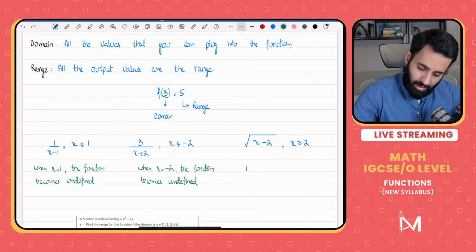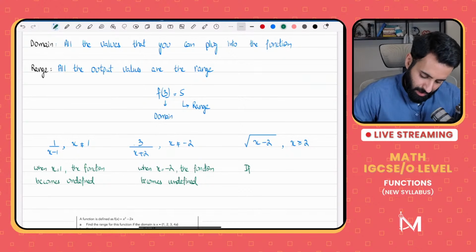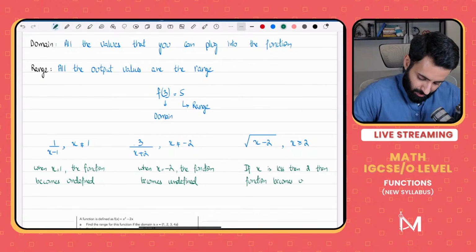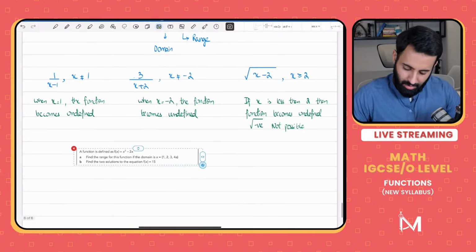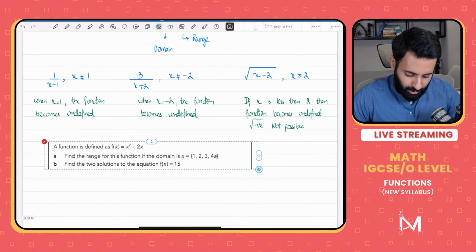So here, if x is less than 2, then once again, the function becomes undefined. And why does the function become undefined? Because square root of a negative value is not possible. So what is the primary objective of the domain? The primary objective of the domain is to keep the function alive. Okay, that's what the primary objective of the domain is.